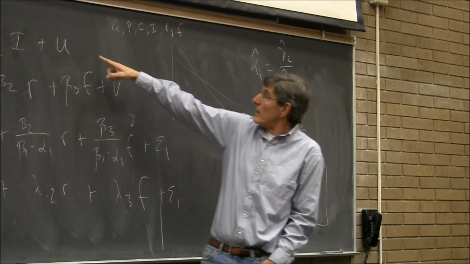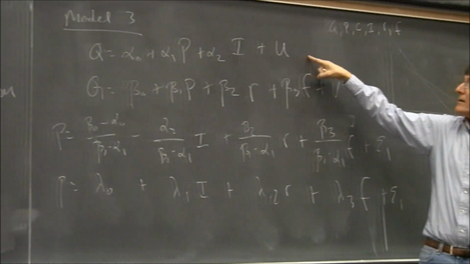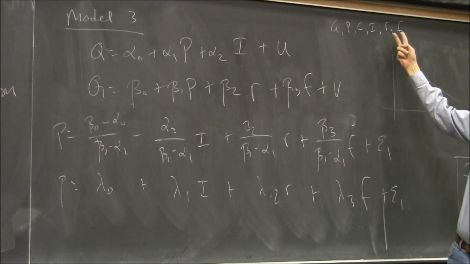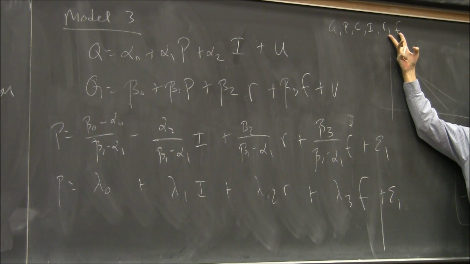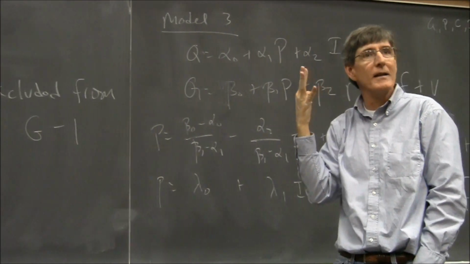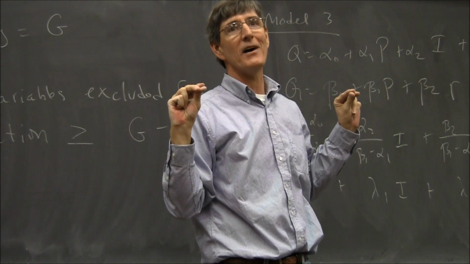How many are excluded here? So Q's there, P's there, C's there. Two are missing, R and F. 2 is greater than or equal to 1, so it's identified. In fact, because 2 is greater than 1, it's over-identified. You can actually tell from the numbers. When the number of excluded things is bigger than G minus 1, it's over-identified. When it's just equal to G minus 1, it's just identified.